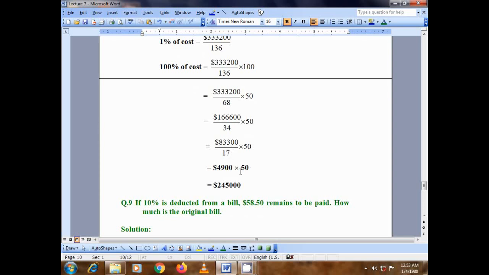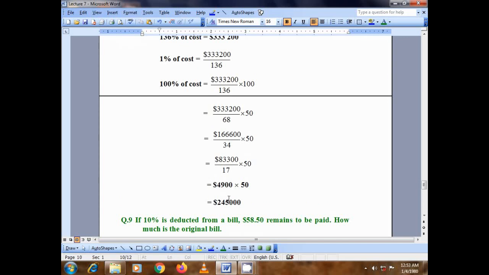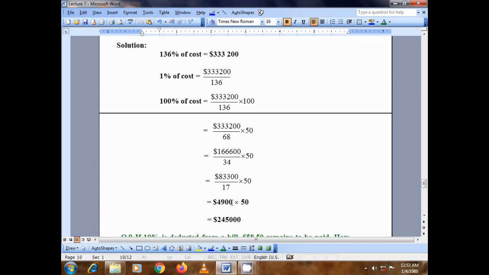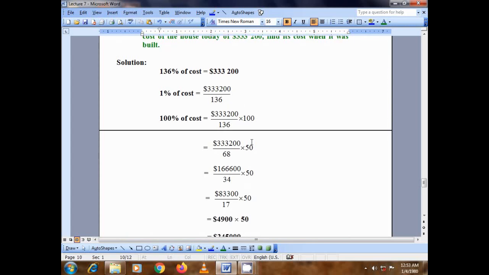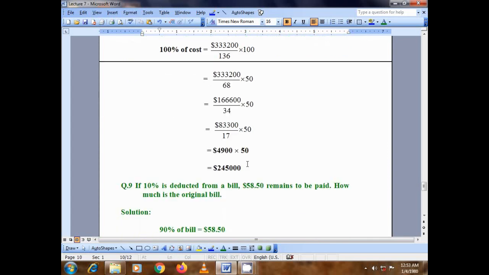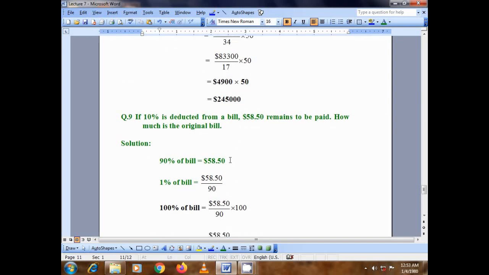83,300 divided by 17. Now 83,300 is the multiple of 17. If you divide this number by 17, you will get the quotient 4,900 multiplied by 50 as it is. Finally, let's take the product of these two numbers to find the cost of the house when it was built, and that is 2,45,000. After increase of 136%, the cost of this house is 3,33,200.